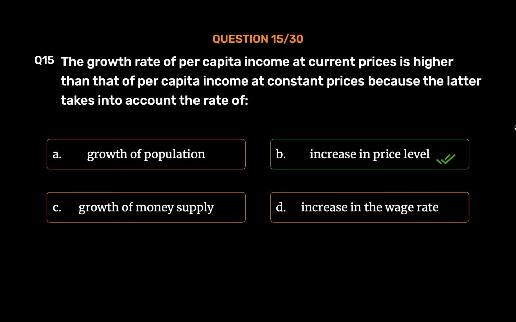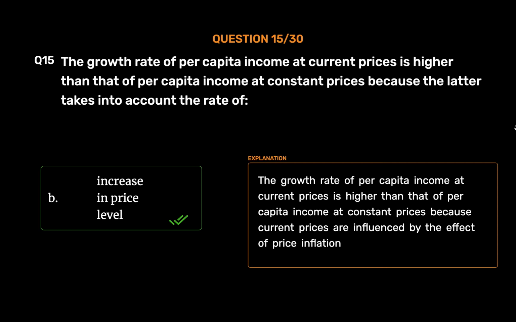Increase in price level. The growth rate of per capita income at current prices is higher than that of per capita income at constant prices because current prices are influenced by the effect of price inflation.